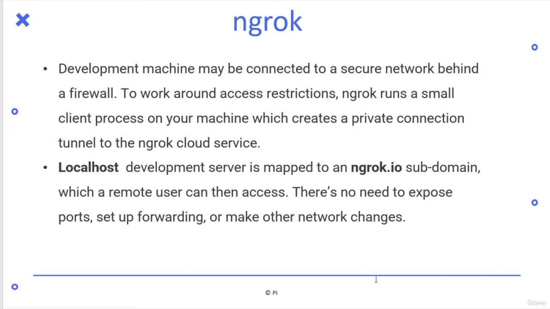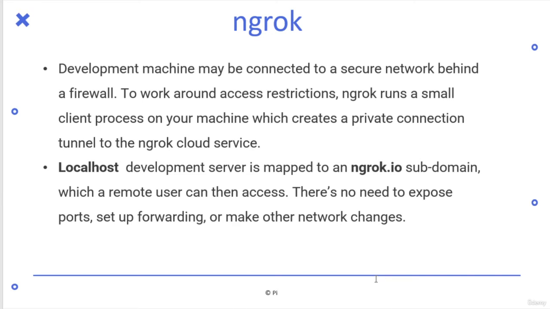Why I'm using ngrok is, this is only my client machine, but I want my friend to join also. This is my port, it is localhost, but I want to create something which can be global, a port forwarding system. For that purpose, I need port forwarding and a copy of my localhost. A development machine may be connected to a secure network behind a firewall.